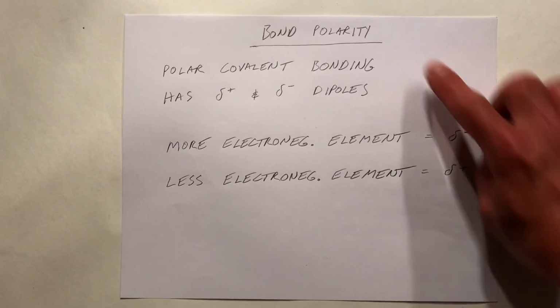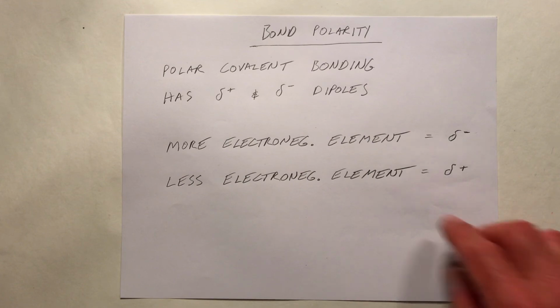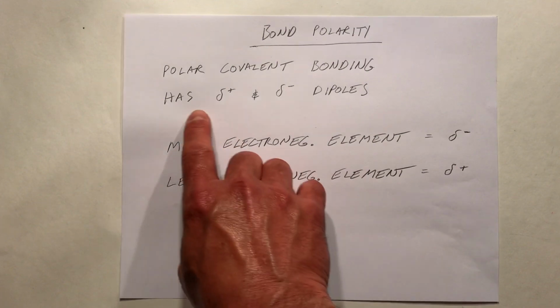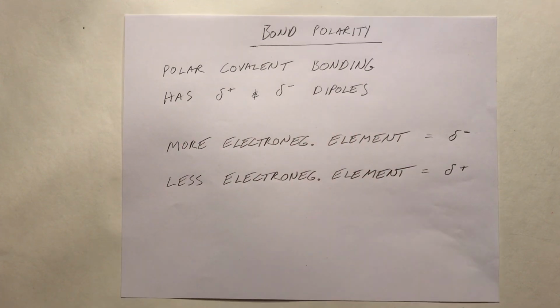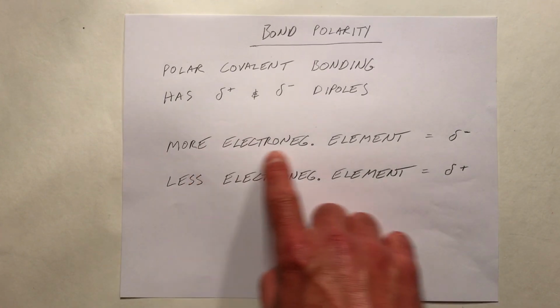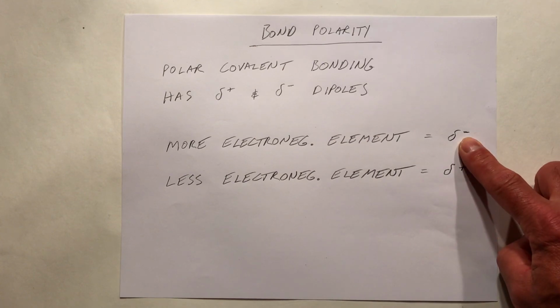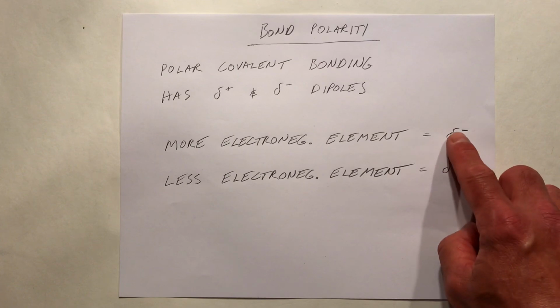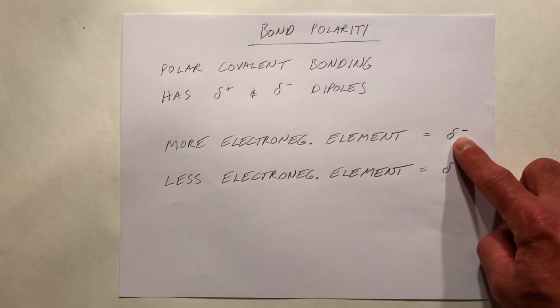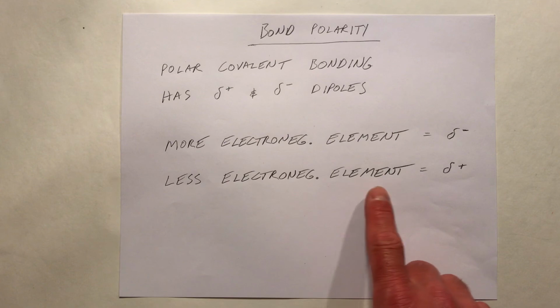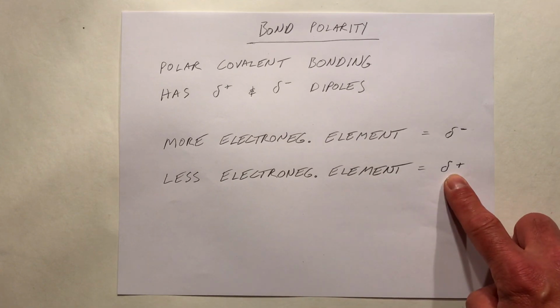So, dealing with bond polarity is something that we really only have to pay attention to when we have polar covalent bonding. Polar covalent bonding has delta plus and delta minus dipoles. Nonpolar covalent bonding does not. We can say that the more electronegative element in the bond would be labeled delta minus. And again, this kind of rounded off D with a little squiggle at the top is the Greek letter delta. It's a lowercase delta, just about where the D is in the Greek alphabet. The less electronegative element in a bond would get the delta plus charge.